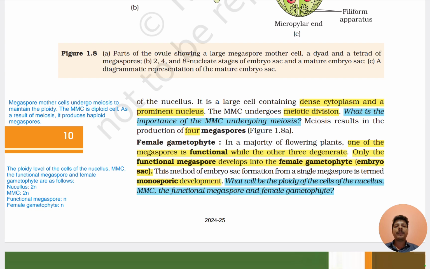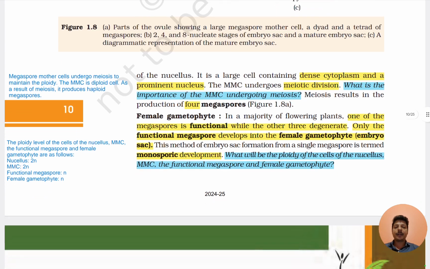Coming to the female gametophyte, in the majority of flowering plants, one of the megaspores is functional while the other three degenerate. Only the functional megaspore develops into the female gametophyte or embryo sac. This method of embryo sac formation from a single megaspore is termed monosporic development. Here another question is asked: what is the ploidy of the cells of the nucellus, megaspore mother cell, functional megaspore and female gametophyte? First of all, nucellus is diploid, megaspore mother cell diploid, functional megaspore haploid, female gametophyte haploid. Okay.